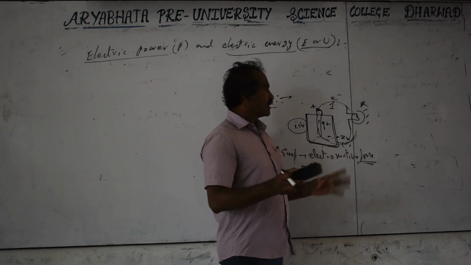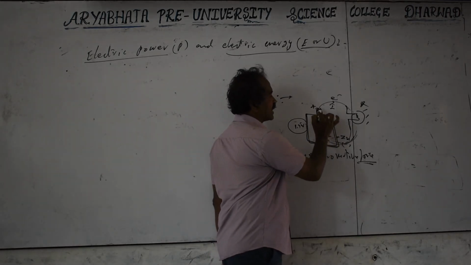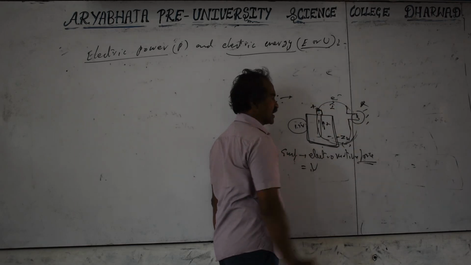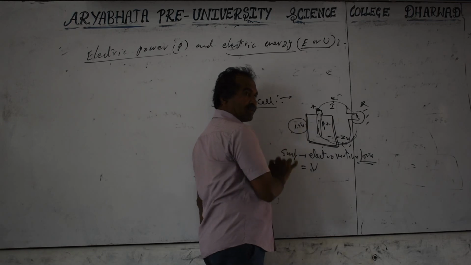Here, positive ions go like this, but in the conductors we get only electrons moving. The total voltage is called the electromotive force when current is not passing.